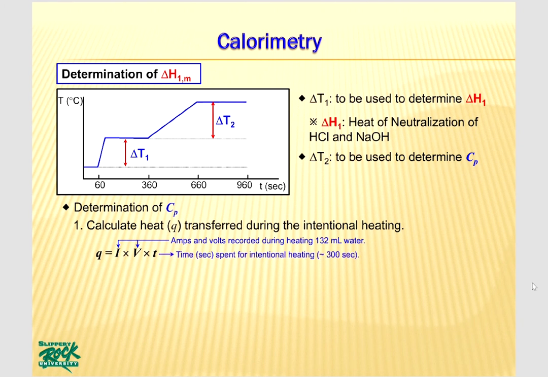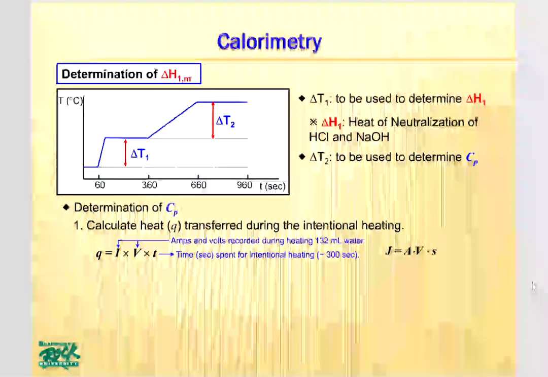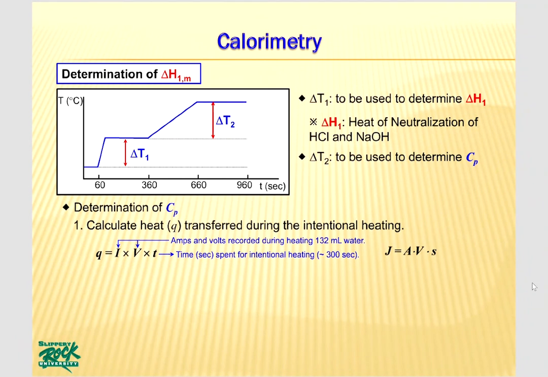T represents the actual time spent for the intentional heating. It is approximately 300 seconds. Please keep in mind that the unit of Q is joule, which is equivalent to amps times volts times seconds. Heat capacity Cp is defined by Q over delta T2. The unit of Cp is joules per Kelvin.